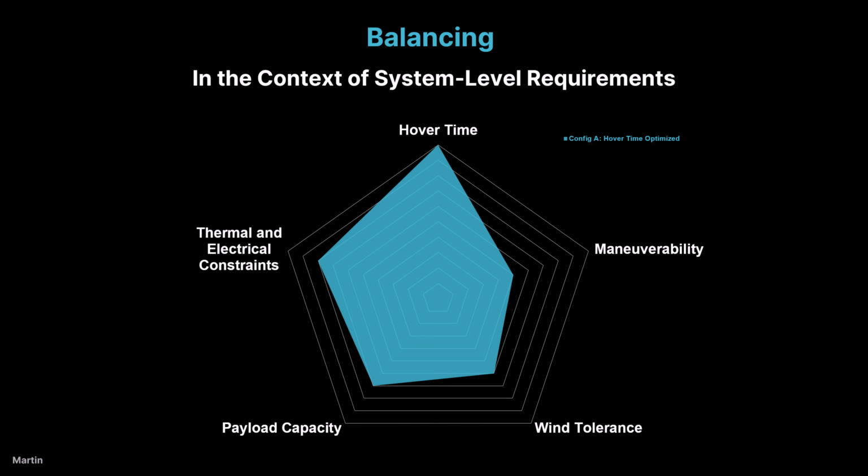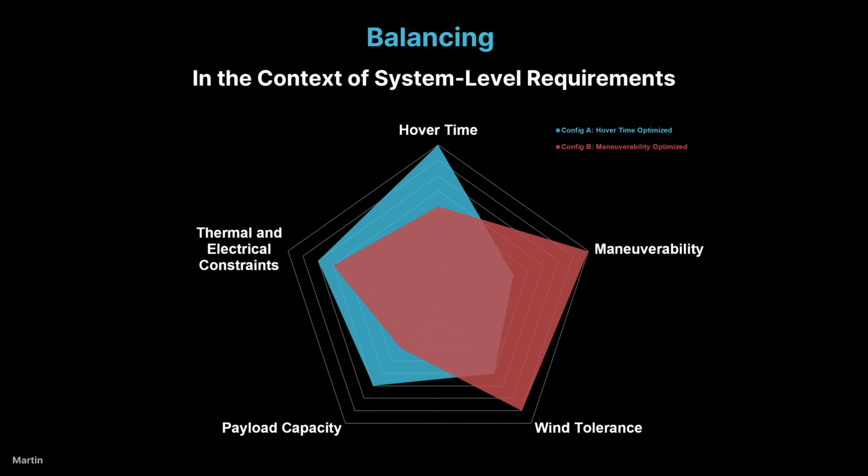While optimizing for hover time is important, it's equally crucial to balance other system-level requirements. Factors such as maneuverability, wind tolerance, payload capacity, and thermal or electrical constraints must also be considered. Improving one aspect, like flight time, can sometimes negatively impact others. Therefore, a holistic system-level approach is essential to ensure the drone meets all performance, safety, and operational requirements. Here is another example configuration, this time optimized for maneuverability.